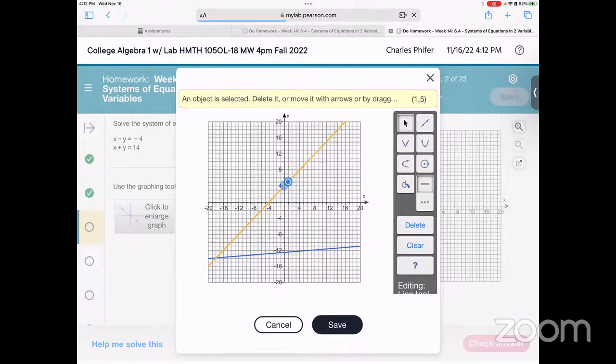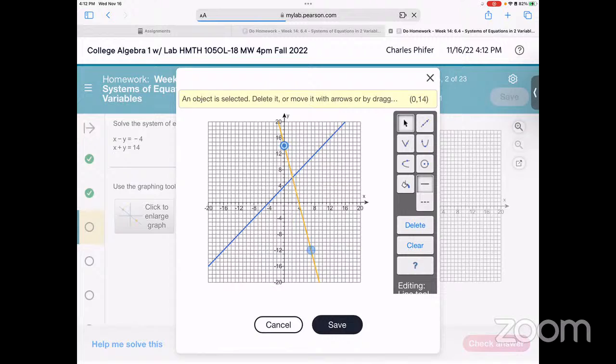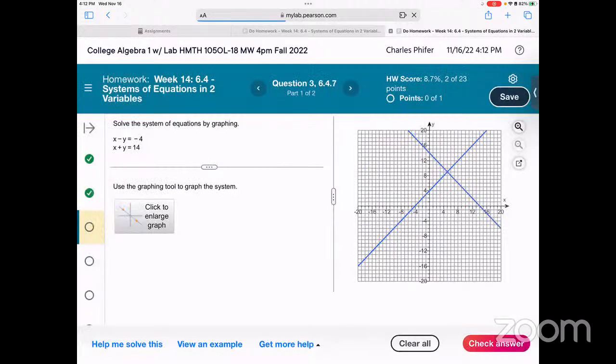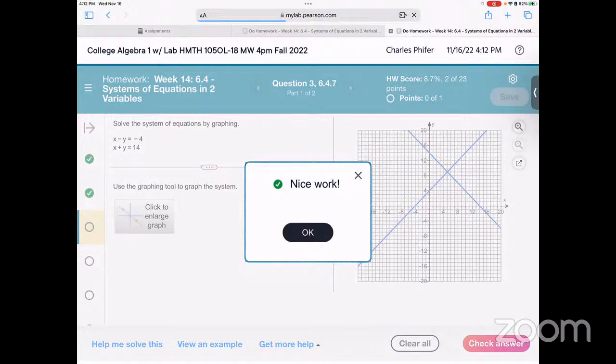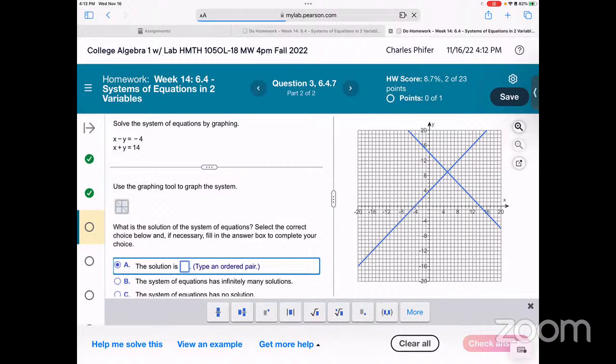Okay. For the second equation, if we solve for y, the y-intercept is 14 and the slope is negative 1. That means the second point is 1, 13. Notice that these two cross at 5, 9. I'm going to check this. We got 5, 9. Notice that 5 minus 9 is negative 4, and 5 plus 9 is 14, so it works in both equations. So we got 5, 9.